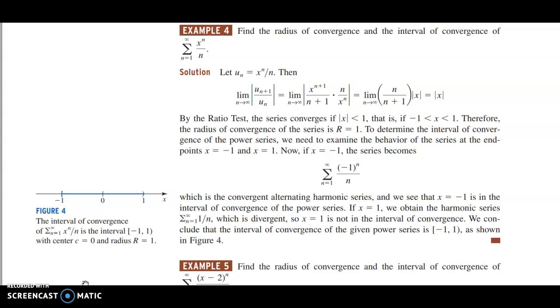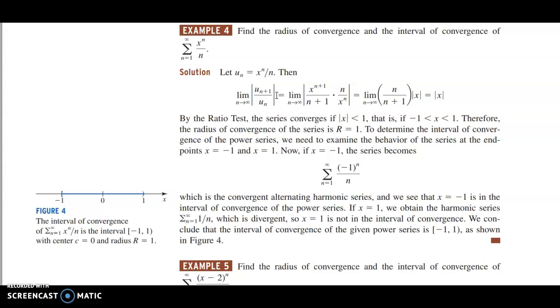Next, we have to consider the next example. Find the radius of convergence and interval of convergence. Okay, we have to look through the problem. Find the radius of convergence and interval of convergence of summation n equal to 1 to infinity x raised to n by n. Okay, so we take this u_n as equal to x raised to n by n.